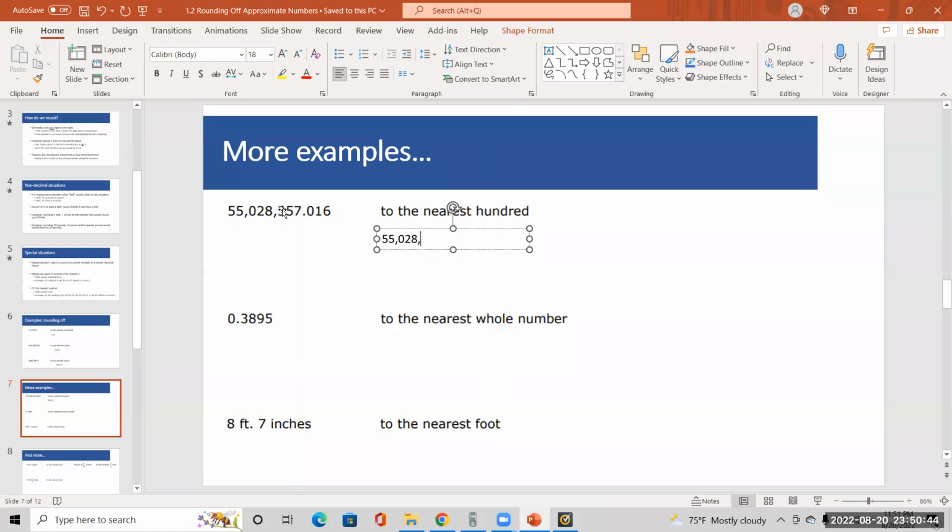Now, what do we want to round it to here? Well, this one over here is a 5, so it's going to go up. So we're going to have 55,028,400. We have 0.3895 to the nearest whole number. Well, whole number is the ones place. This is 3, so it's less. So this is just going to simply be 0.